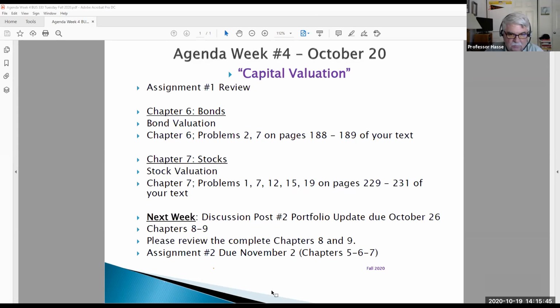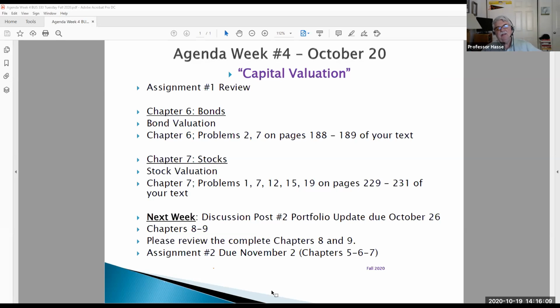We also have a discussion post this week due next Monday, October 26th, in the discussion forum to update your portfolio. And I'll need an updated spreadsheet of your portfolio for this coming week, valuing your portfolio as of Friday, October 23rd. And we'll talk more about that in class tomorrow evening.